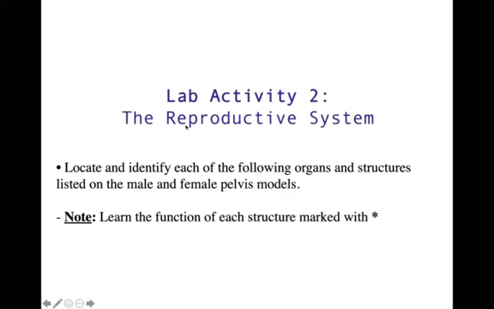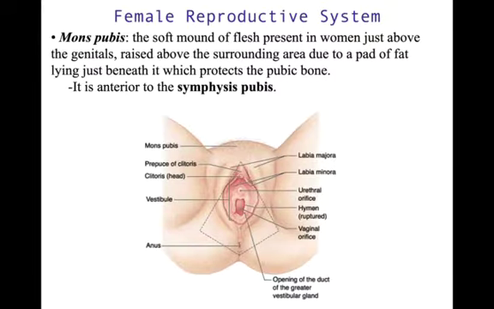Lab part 2 of this is going to be the reproductive system lab. So same deal. Know the functions of things that are marked with an asterisk. All right, so we're going to do the female reproductive system first.